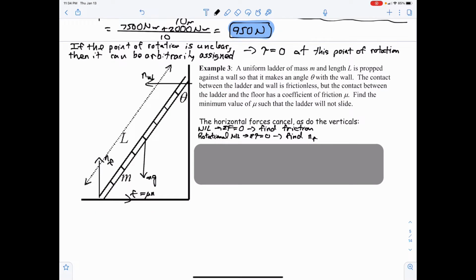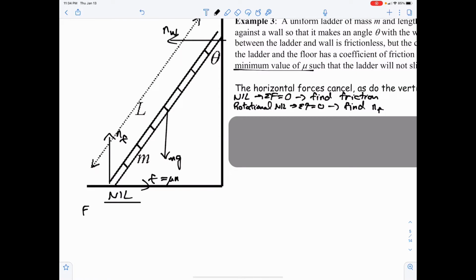Now, in order to figure out mu, we know that Newton's first law would tell us to balance forces. Forces left equal forces right. Well, forces going left would be the normal force from the wall. The forces going right would be friction, which would be the normal force from the wall is equal to mu times the normal force from the floor.